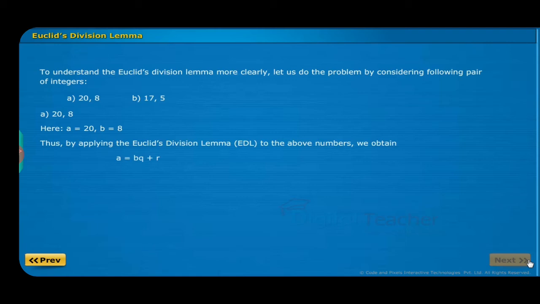Here we know that A is equal to BQ plus R. So when 20 is divided by 8, we obtain quotient Q as 2 and remainder R is equal to 4. Substituting the obtained values of Q and R in the above expression, we obtain both LHS and RHS equal.